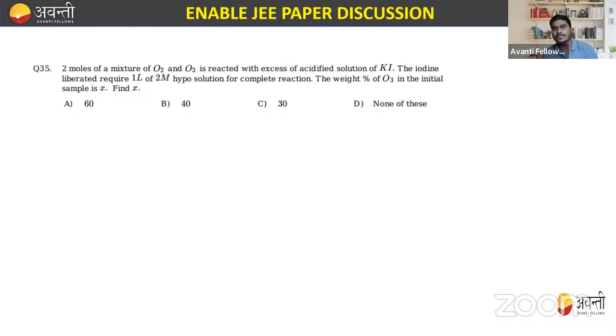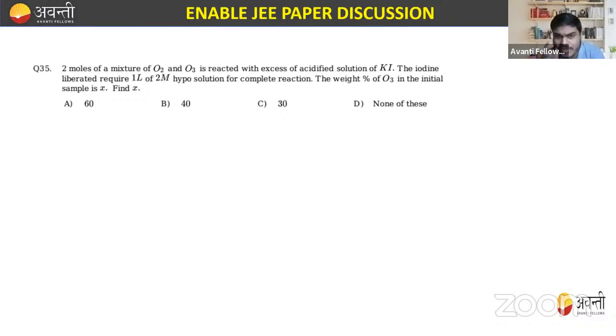So let me explain this question. First of all, read the question very carefully. Then you will get to know what to do and how to start solving the question. So in this question, 2 moles of mixture of O2 and O3 are reacted with the excess of acidified solution of KI, and the iodine liberated requires 1 liter of 2 molar hypo solution.